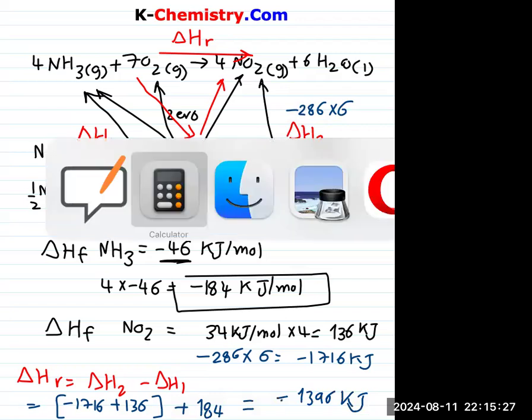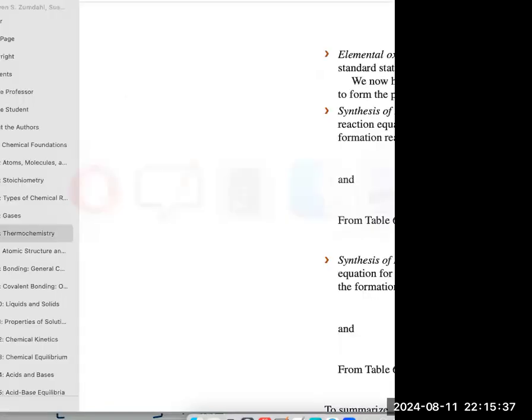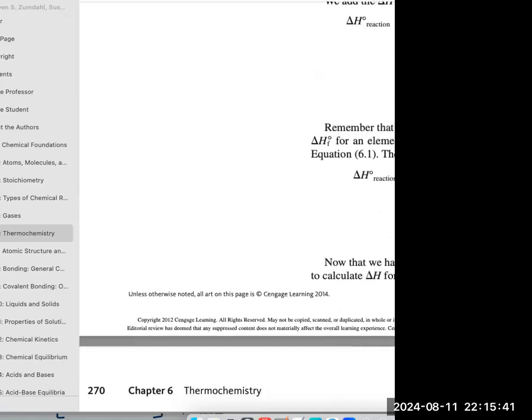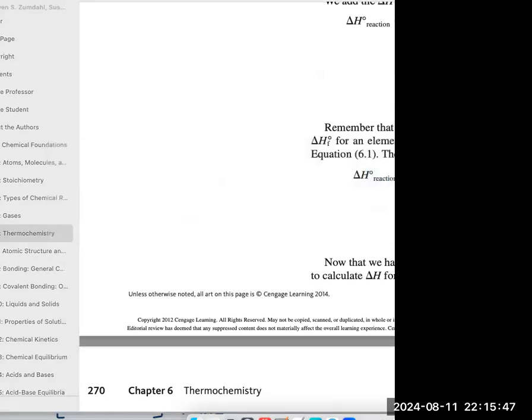It is the formation of 4 moles of NO2 from 4 moles of ammonia and 7 moles of oxygen, which requires minus 1396 kilojoules. And remember, this is the full value for the full reaction, which we call the delta H of reaction, delta HR.